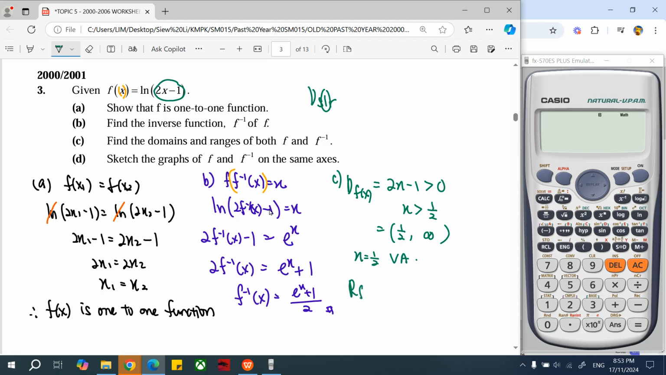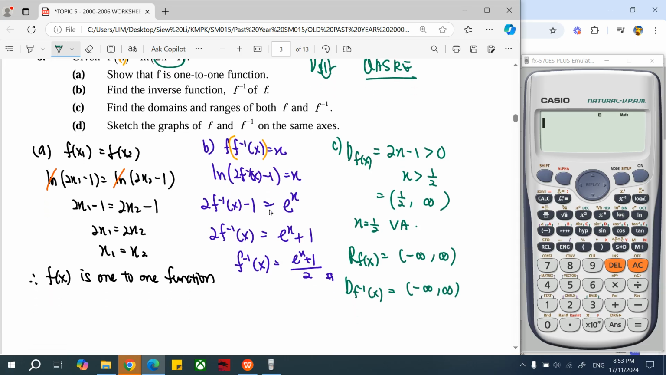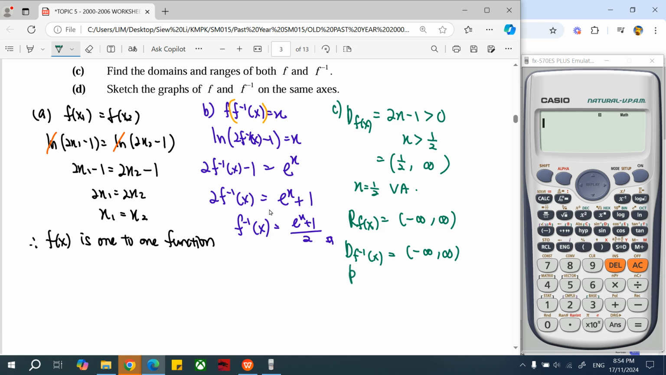And when I come to the range of the function, we don't have any special case mentioned here, so the range is just negative infinity to infinity. And for the domain of f inverse, it will be the range of the function. And the range of f inverse will be the domain of the function.